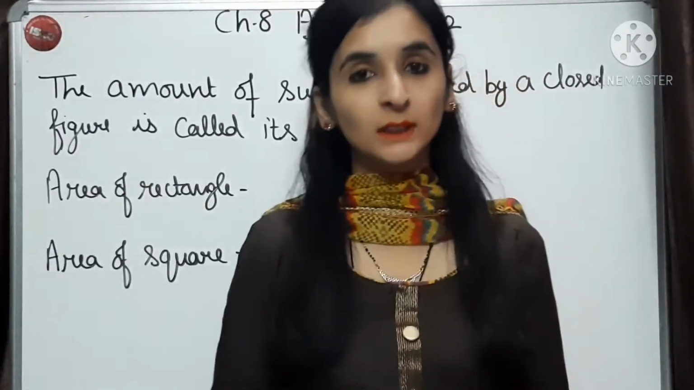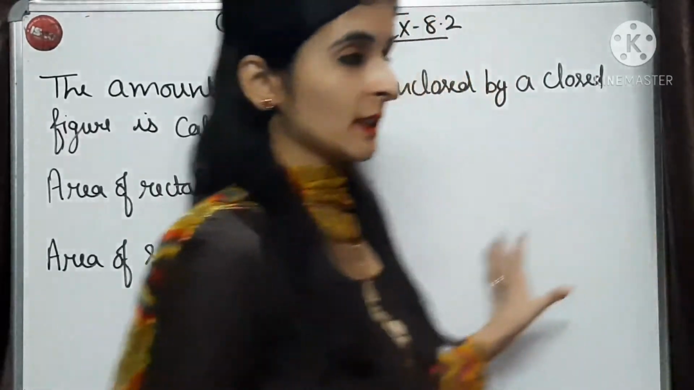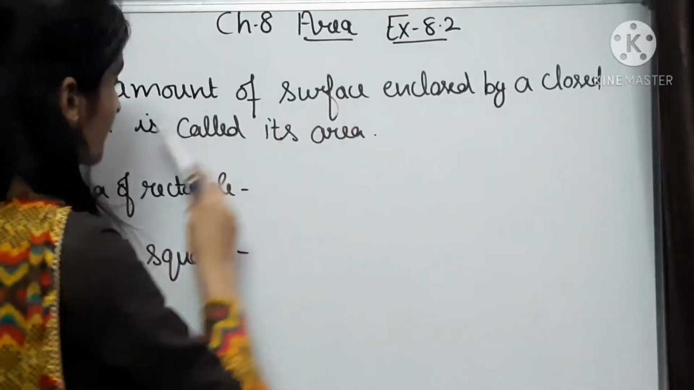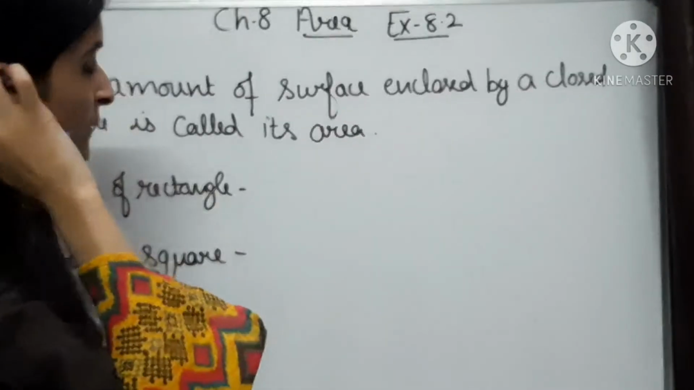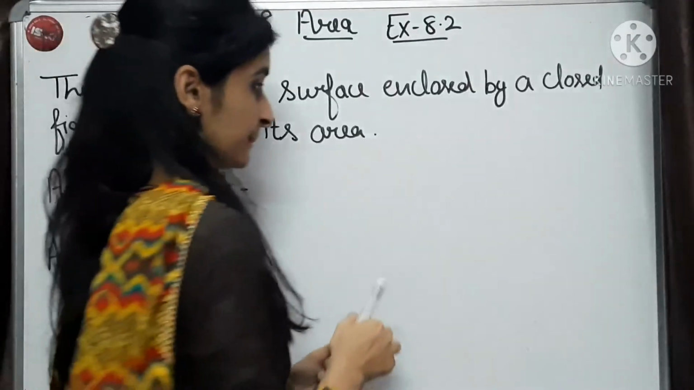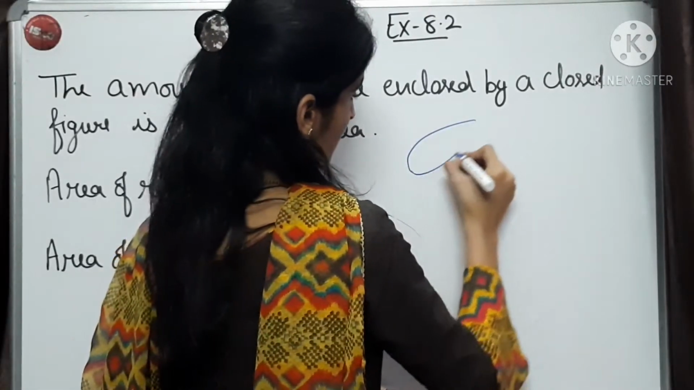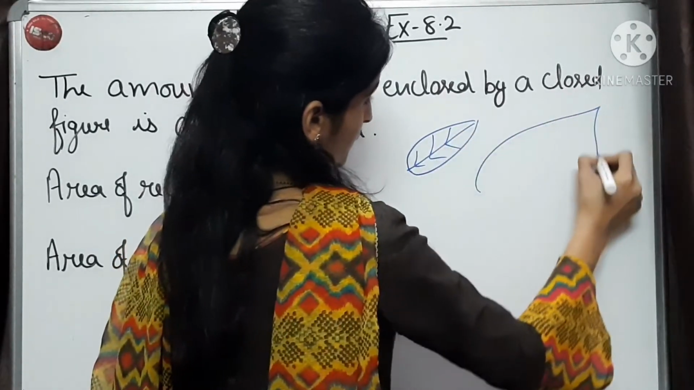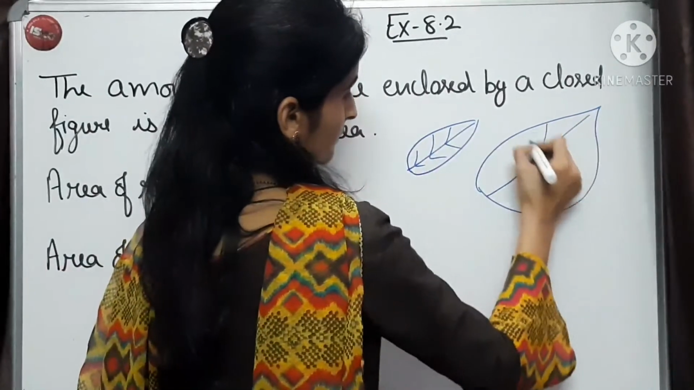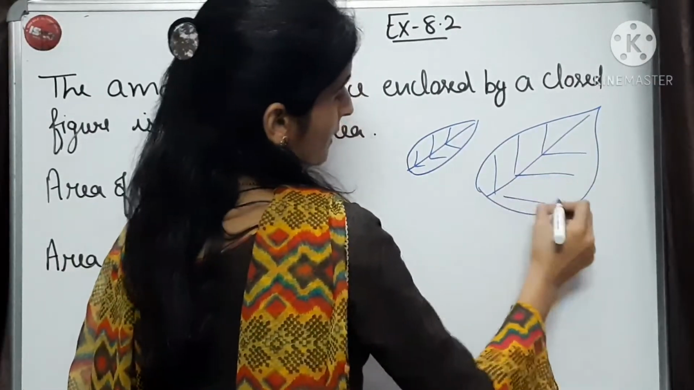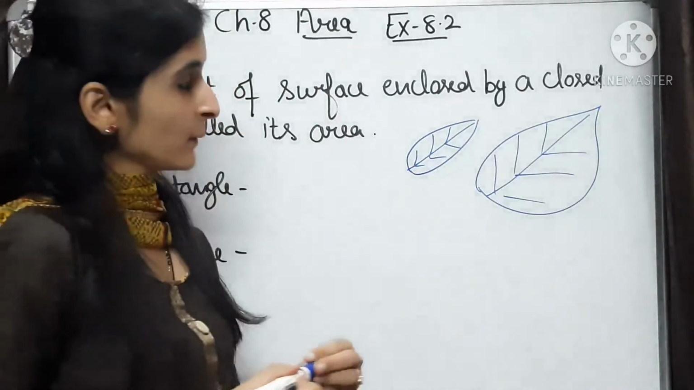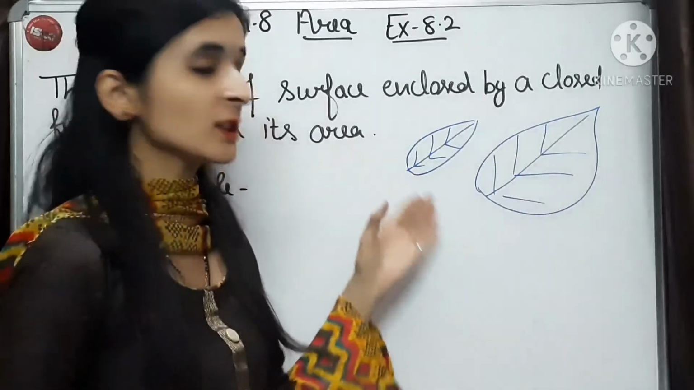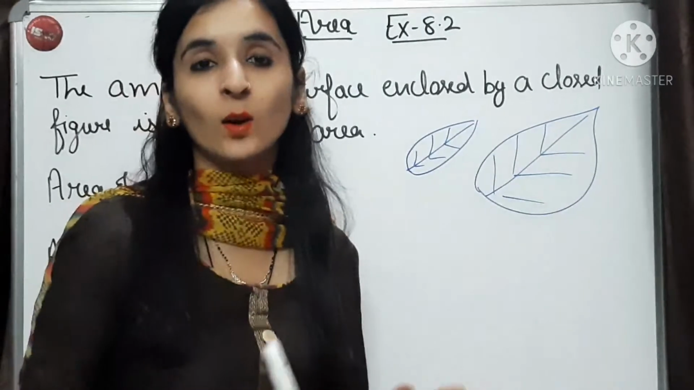Now let's come to the new topic, that is area. So what is an area? The amount of surface enclosed by a closed figure is called its area. Suppose we have this leaf, and suppose we have this leaf, so if we have to find out the area of these two leaves, then what does it mean? It means how much space these leaves are occupying.